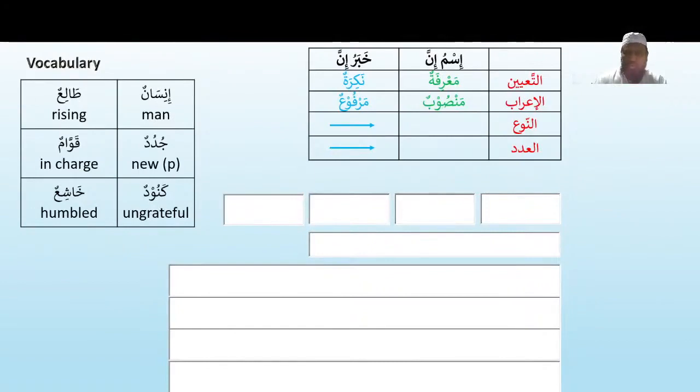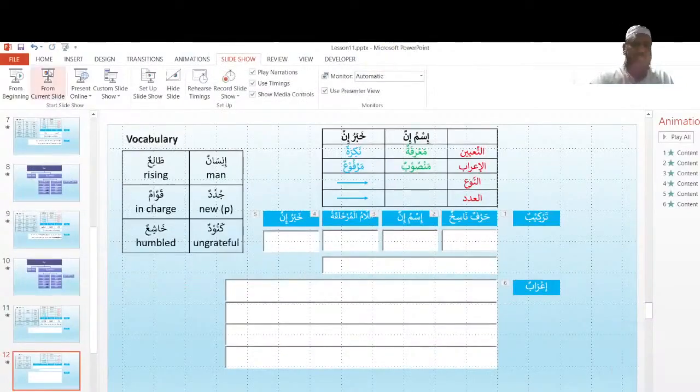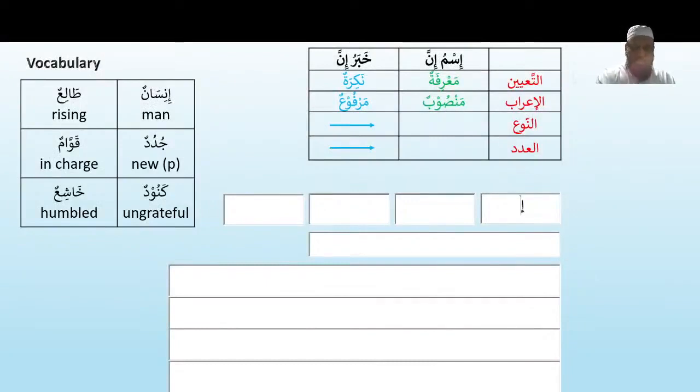Right. So I think one more. Oh, this is a long one. One more, very quickly. Let's start with إن. Inna, let's use insan: innal insana. Insan is the ismu inna, so mansub. Let's use the word nudun. خبر إن is مرفوع: إن الإنسان كنود.